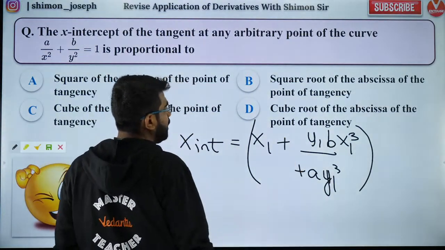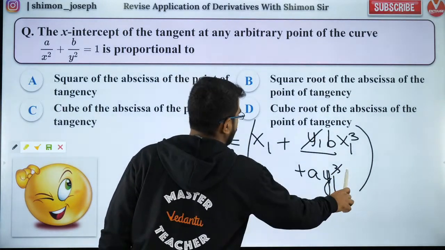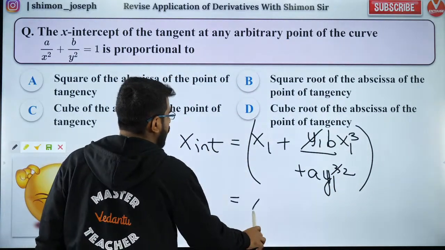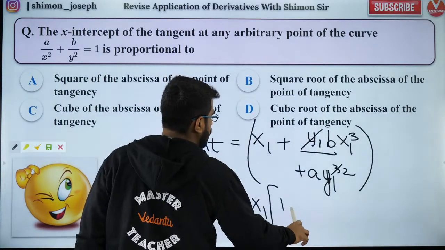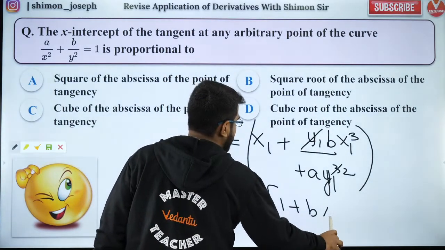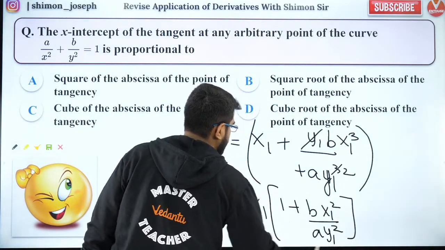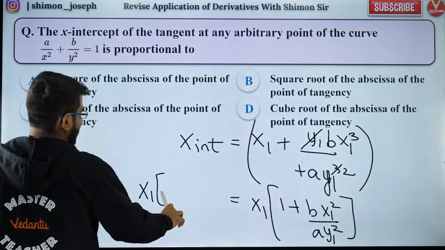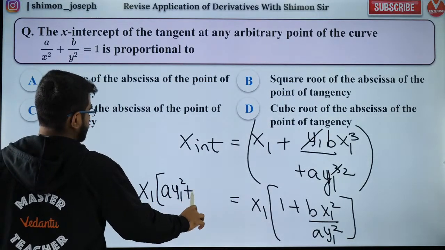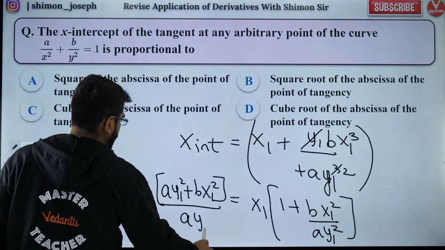So minus and minus will become plus, and you can cancel 1 y and 1 y. So it will become y1 square. I will take 1 x1 outside. So I'll be left with 1 plus b x1 square by a y1 square. So if I take LCM, what will I get? I'll get x1 into a y1 square plus b x1 square divided by a y1 square.